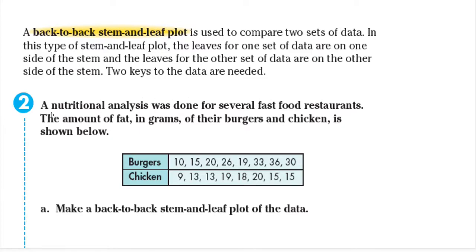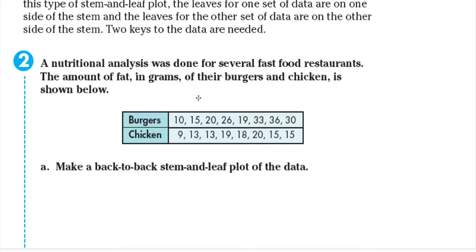Let's take a look at this example. A nutritional analysis was done for several fast food restaurants. The amount of fat in grams of their burgers and chicken is shown below. So you have 2 sets of data, the amount of fat in grams for burgers and chicken. This calls for a back-to-back stem and leaf plot. And these are the data that you have.